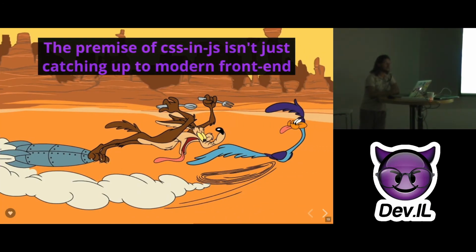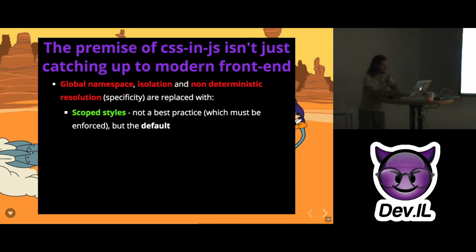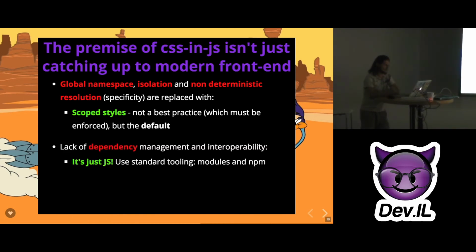So, the premise of CSS-in-JS isn't just catching up to the modern front end. We have that today. So, instead of global namespace and lack of isolation and non-deterministic resolution, you get scoped styles, not as a best practice, which one must enforce using naming conventions like BEM and SMACSS and object-oriented CSS. It's not something that you have to police and say, hey, you didn't name this uniquely. It's there by default. You get it for free from the runtime. You don't even think about it.